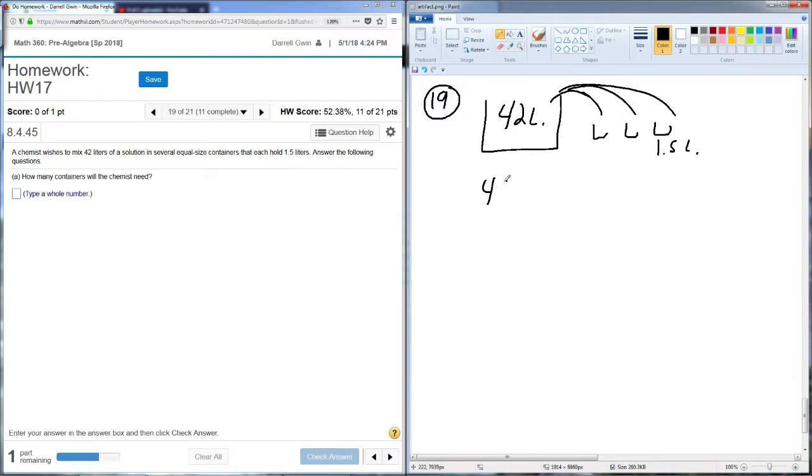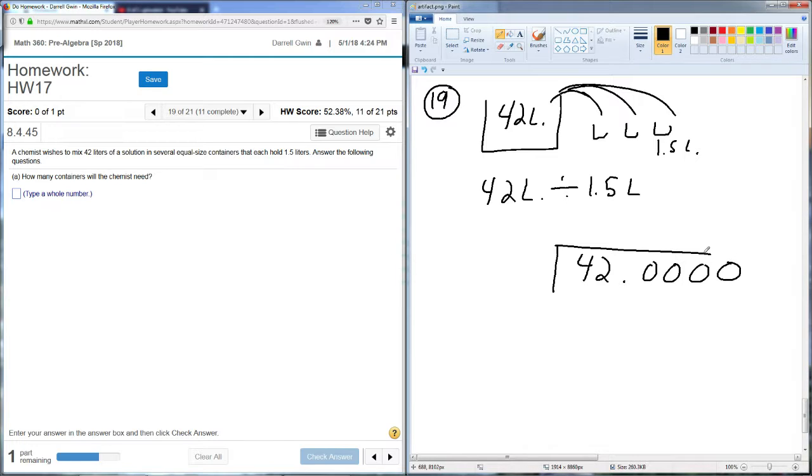Well, it's 42 liters divided by 1.5 liters. The first number is 42. First number always goes in the house. Divided by 1.5. Move the decimal over once. Make sure all decimals move right once. 15 goes in 42 twice, because 2 times 15 is 30. Subtract, we get 12. Bring down the 0. Lucky number here. 15 goes in 120.